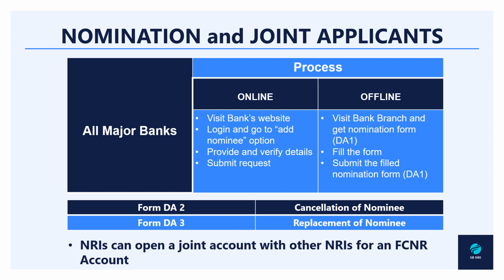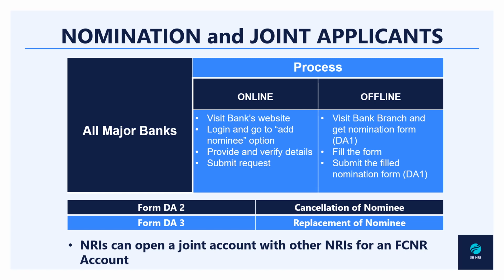Similarly, the offline process for updating a nominee can be done by filling the DA1 form at the bank branch. It can be done if you are in India and you want to update your nominee by visiting the bank branch personally. Then you can opt for the offline process where you fill the DA1 form and submit it to the bank, and they update your nominee.